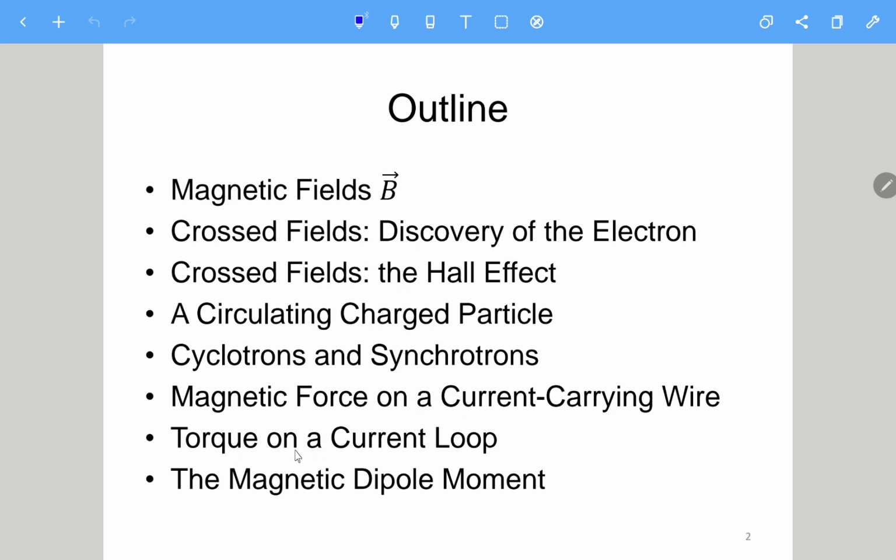And then we'll talk about the torque on a current loop, and then the magnetic dipole moment. Before, we have learned something called the electric dipole moment. So for the E field we call it electric dipole moment or electric dipole. Here we call it magnetic dipole or magnetic dipole moment.